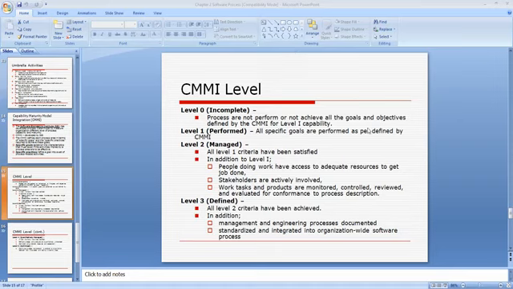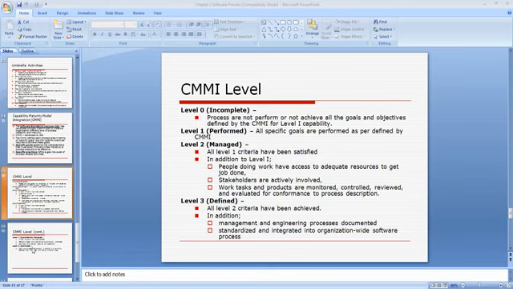In addition, management and engineering processes are documented. In level 3, the engineering processes are there and documentation is there. Then standardized and integrated into an organization-wide software process. So whatever processes are there, all the processes are standardized and integrated into a single process. That means integrated into the organization-wide software process. All the processes are combined to build a standardized software. Okay, this was level 3.